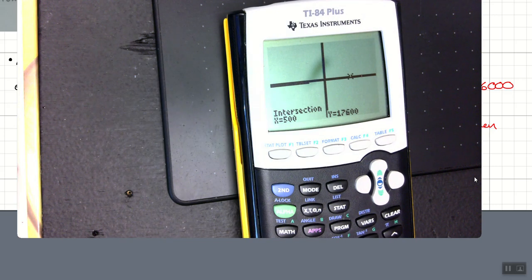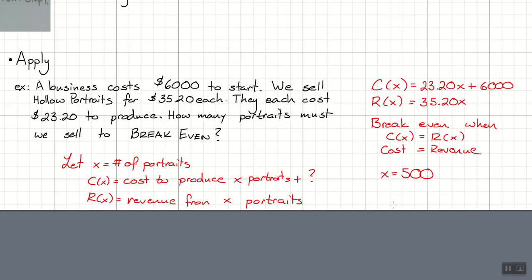Okay, now looking at this, I get the ordered pair (500, 17,600). In this question, sorry if I just said that back to the wrong person. I'll write down that y value as well, 17.6, right? I want to be able to write this answer with the appropriate context. Which one's our answer? 500 or 17.6?